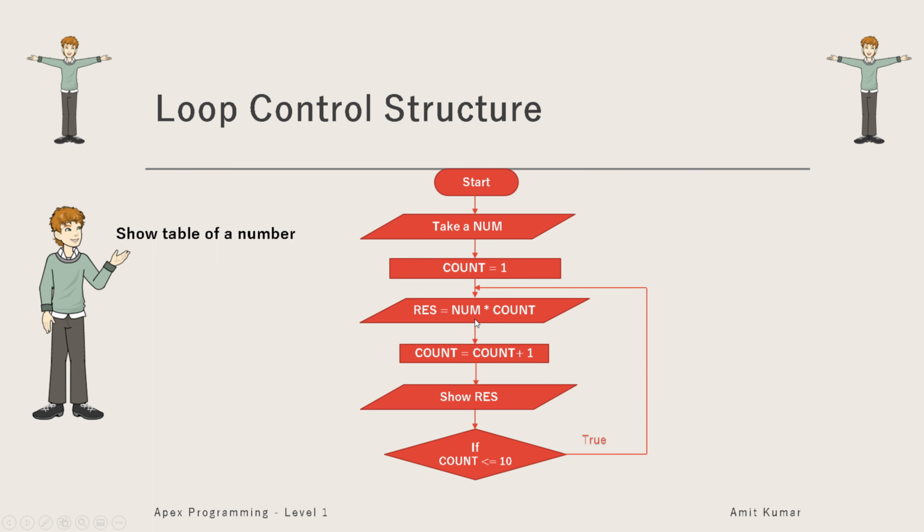with num. Num is always 2. 2 into 2 is 4. So new value of res is 4. New value of count will become 3. It will show 4 and it will check the condition. It will keep on going like this till the value of count is 10. When it will be 10, 2 will be multiplied by 10, res will be 20, count will become 11, it will show 20 over there, it will check the condition which will become false and hence it will stop.